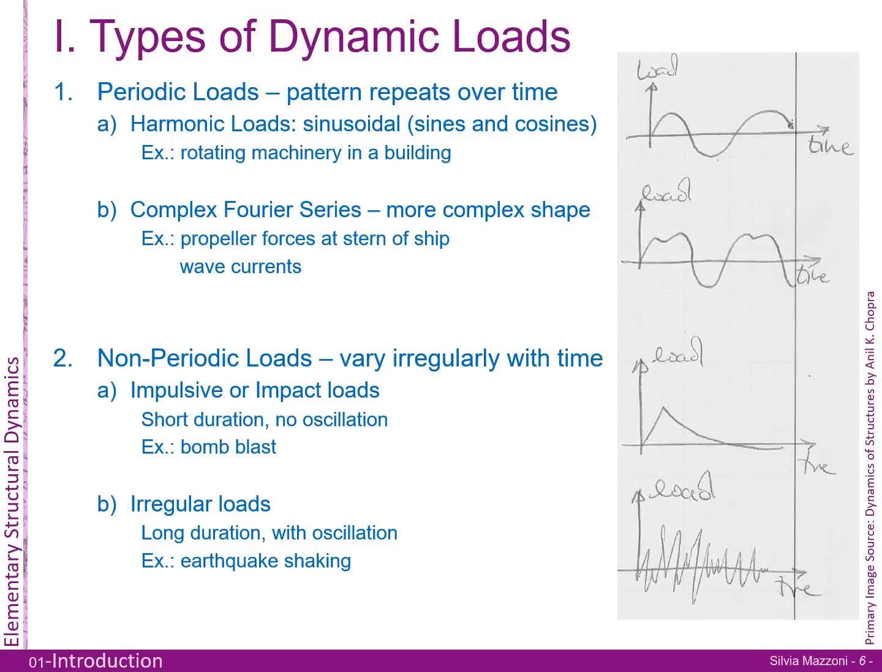So for example, rotating machinery in a building, just something that has a cycle that repeats, and it's pretty smooth and can be represented by a sine or cosine or a combination of the two. A complex Fourier series is one that is a complex shape that can be represented by a Fourier series, which is a summation of different sines and cosine functions with different amplitudes and different frequencies. And we're going to get into this, and you'll see it's kind of cool.